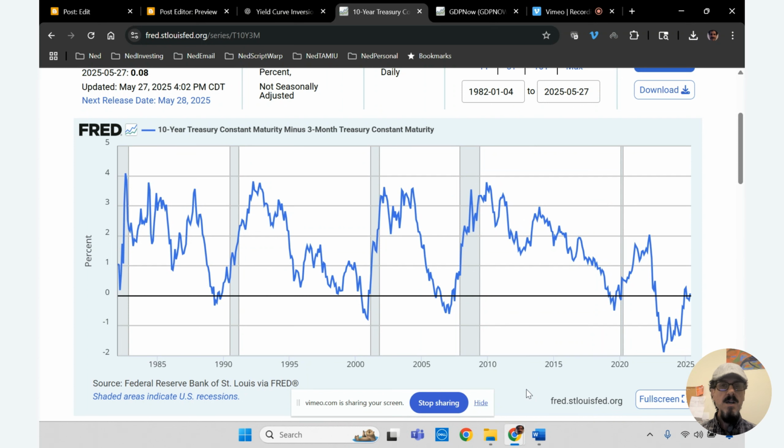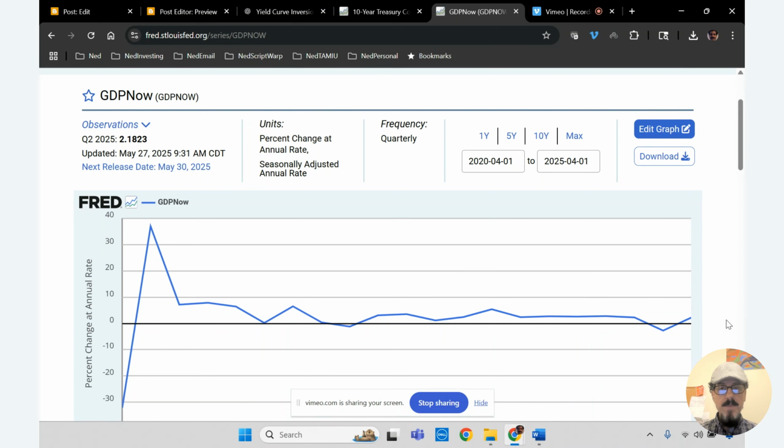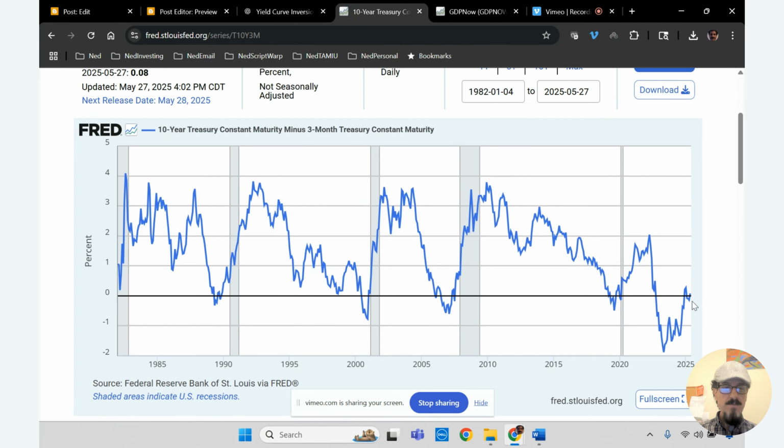there are numbers that are published that suggest that the economy is doing well. For example, the Atlanta Fed GDPNow is suggesting that in the second quarter, so going forward, the United States will have a real GDP growth annualized of 2.18%. So this does not suggest a recession at all, but the yield curve, we are here.